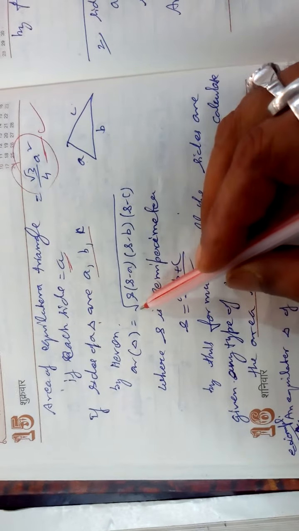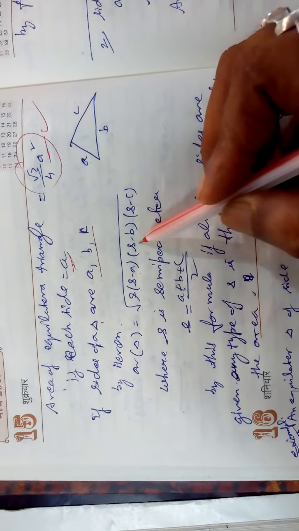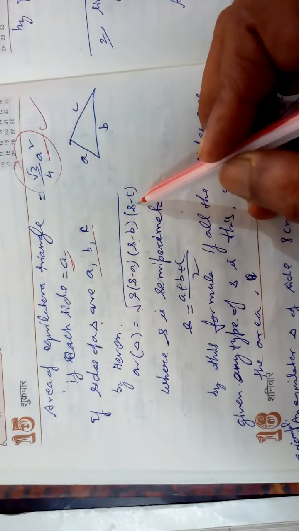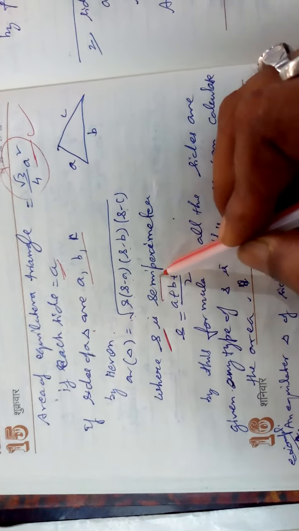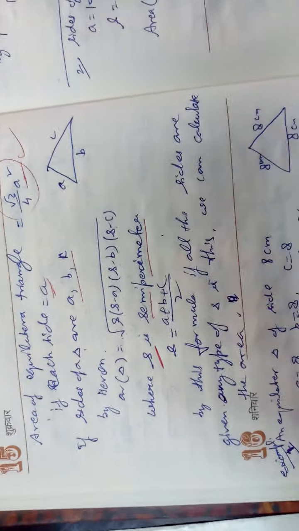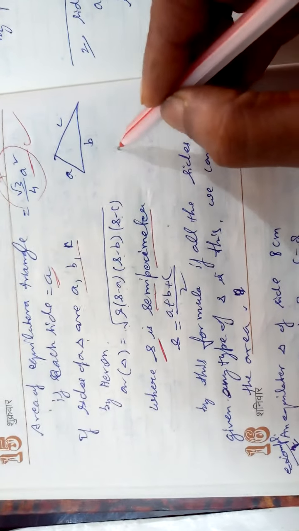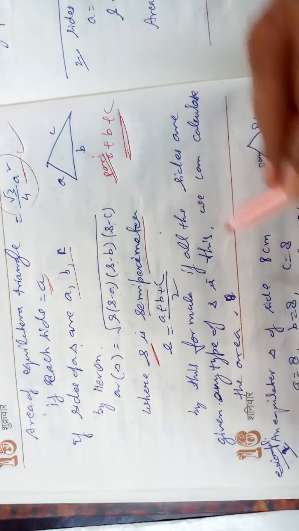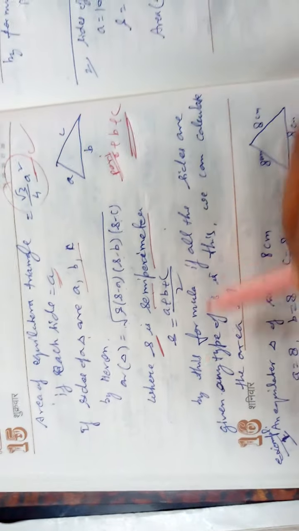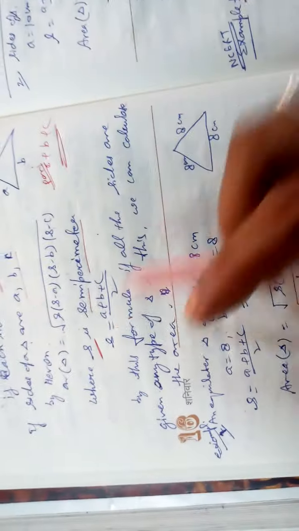What is the formula? Area of any triangle is half into S minus A, S minus B, S minus C, in square root. What is S? S means semi-perimeter. Perimeter means the sum of all the sides, A plus B plus C. Like a semicircle is a half circle, semi-perimeter is half of the perimeter.